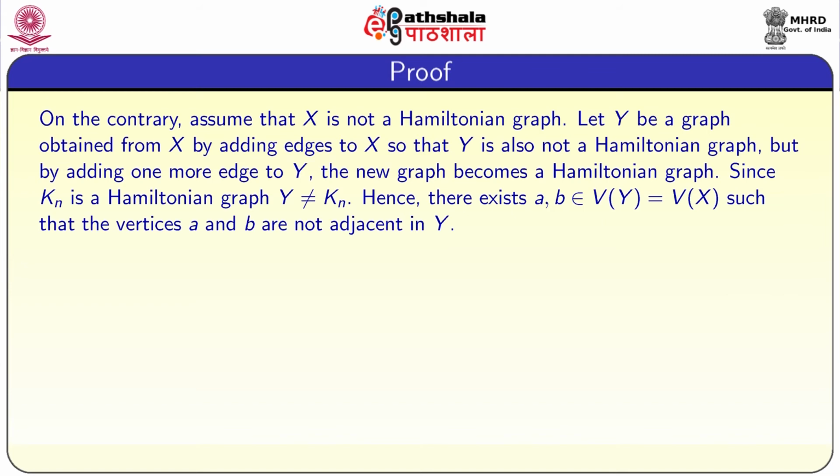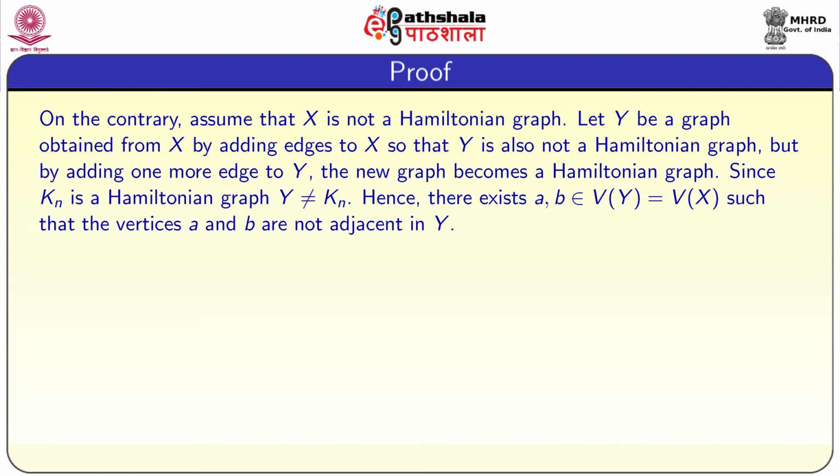The proof is by contradiction. Assume that x is not a Hamiltonian graph. Let y be a graph obtained from x by adding edges to x, so that y is also not a Hamiltonian graph, but by adding one more edge to y, the new graph becomes a Hamiltonian graph. So, we constructed y in such a way that y is also not Hamiltonian, but if you add one more edge to y, then it becomes a Hamiltonian graph. Since Kn is Hamiltonian, y is not equal to Kn.